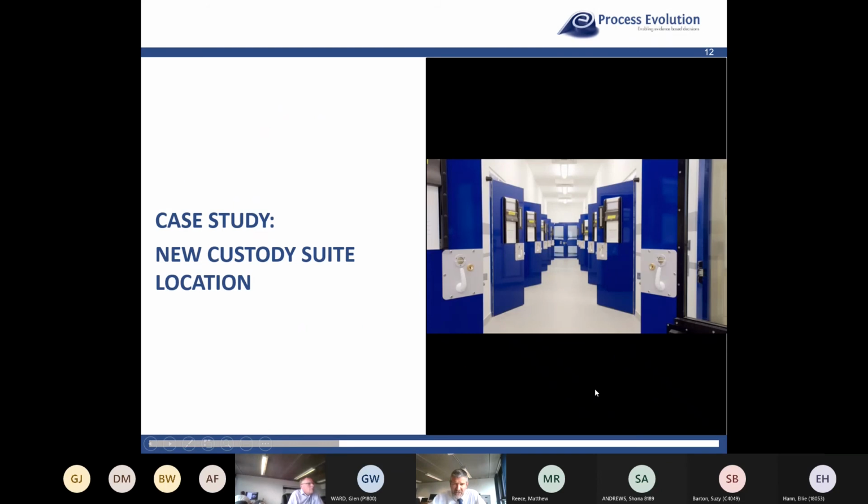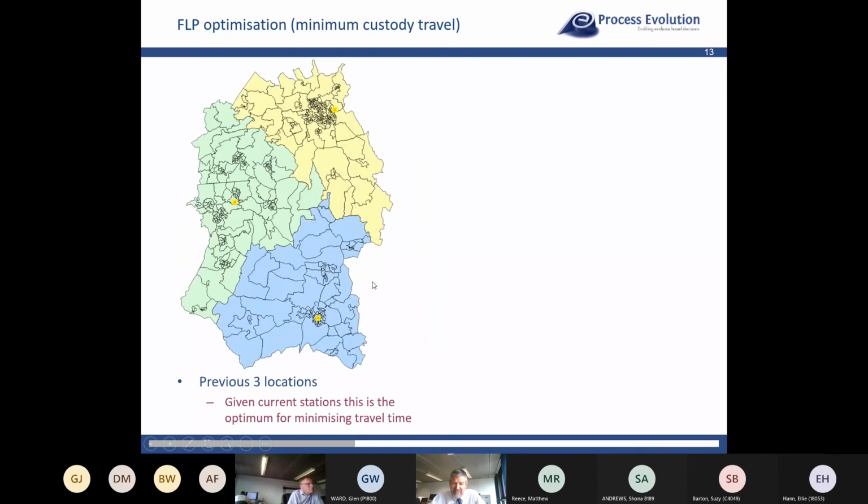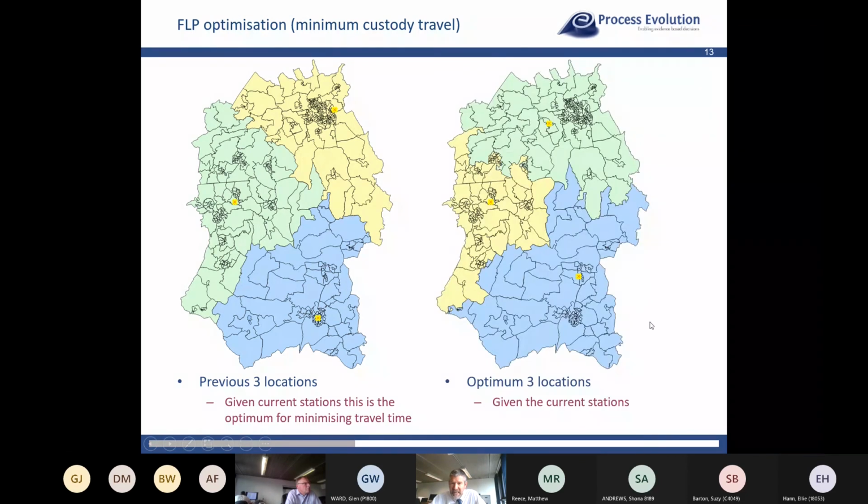As I know a lot of you are going to be looking at custody suite location optimization and closing custody suites, I thought I'd pull up a case study from the archives, which looks at, I think it's Wiltshire Police. They had 3 custody suites, one up in Swindon, I think, one down in Salisbury, and one over to the west. This particular custody suite in the north was a PFI funded building, and we said, well, if you didn't have the PFI funded building, where would you put the custody suites?